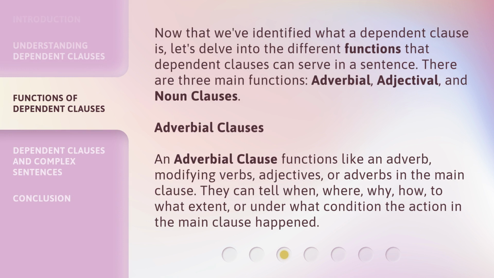Now that we've identified what a dependent clause is, let's delve into the different functions that dependent clauses can serve in a sentence. There are three main functions: adverbial, adjectival, and noun clauses. Adverbial clauses. An adverbial clause functions like an adverb, modifying verbs, adjectives, or adverbs in the main clause. They can tell when, where, why, how, to what extent, or under what condition the action in the main clause happened.